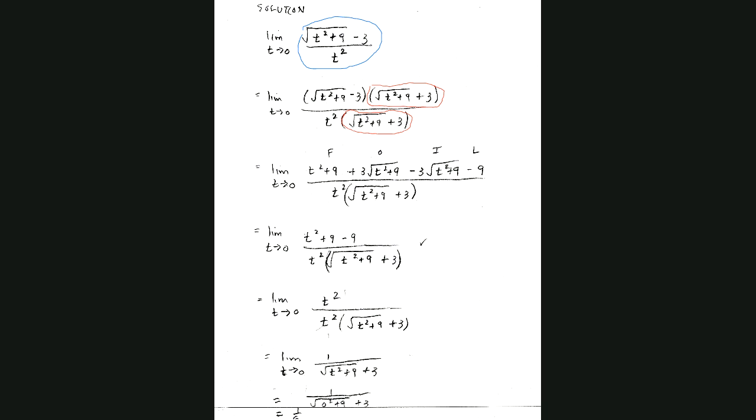This here is the conjugate. The square root of t squared plus 9 plus 3 is the conjugate of the square root of t squared plus 9 minus 3.